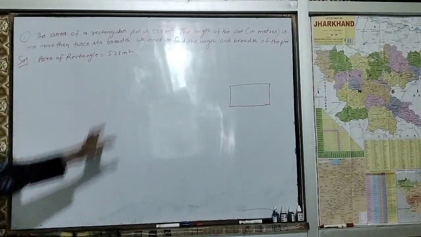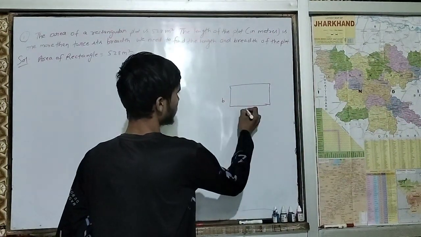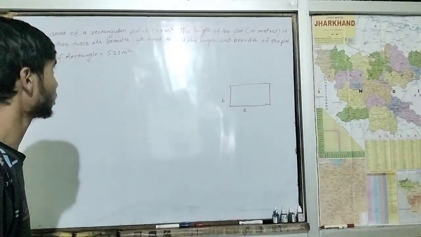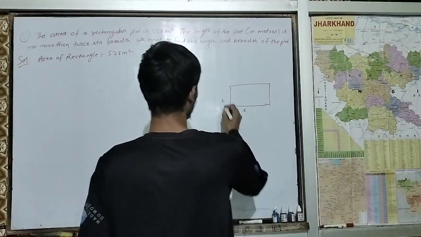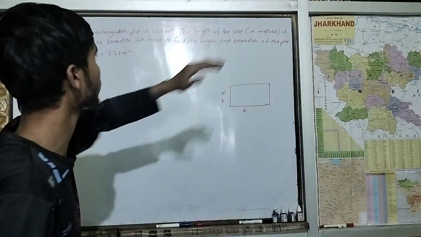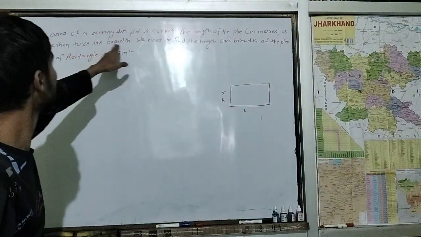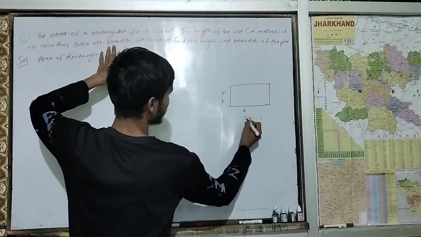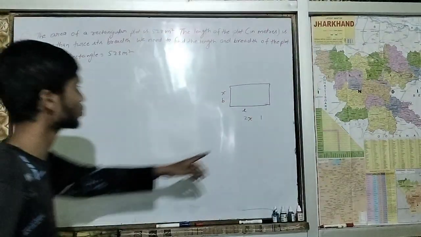Clear? This is given. The length of the plot, not this. This is a breadth and this is a length. The length of the plot in meters is one more. If we take this x, because it is talking about length, one more, then twice its breadth. So this is twice its breadth, two times of a breadth, and this one is a more.